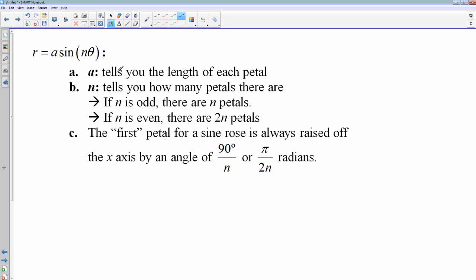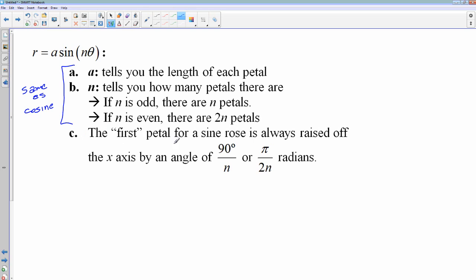Okay, talk about sine for a minute. The a and the n mean the same thing as they do for cosine. a tells you how long the petals are. n, if it's even, you have 2n petals. If it's odd, that's how many petals there are.